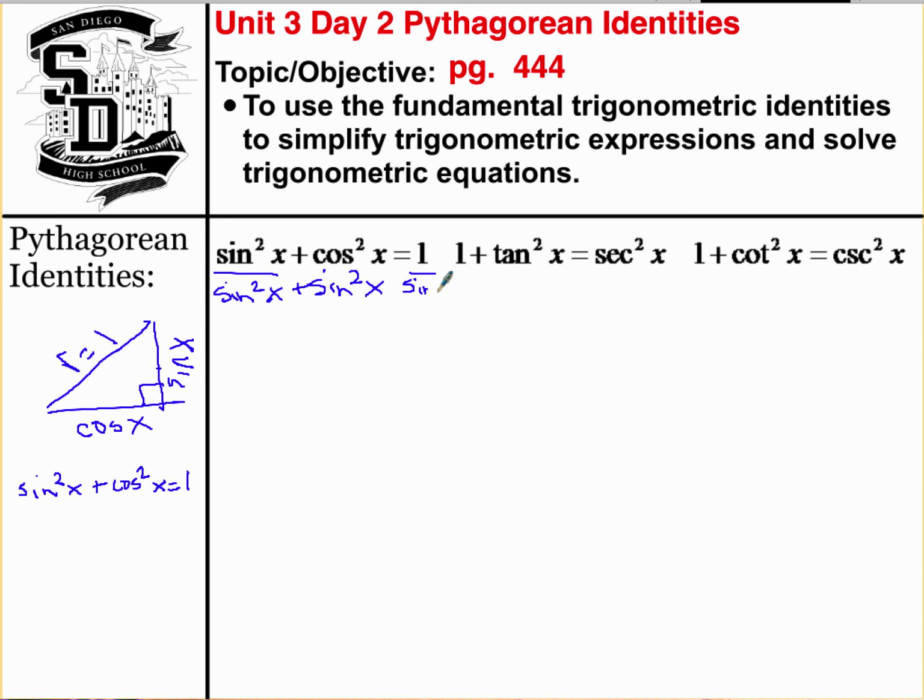Again, here's some of my favorite strategies. It's nice to put things in terms of sine and cosine. Sometimes you need to factor. Occasionally it's good to combine fractions, and make sure you multiply your numerator and denominator by the same factor.